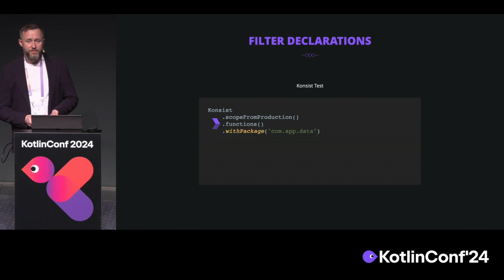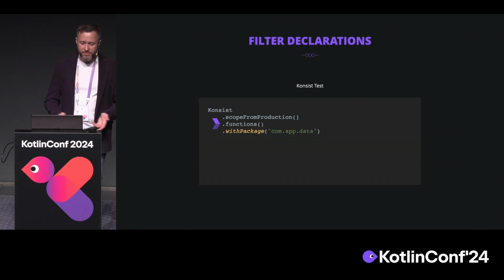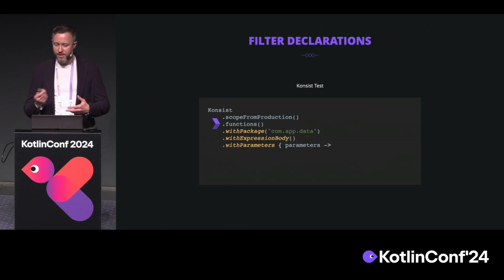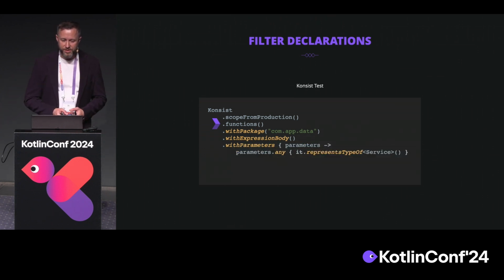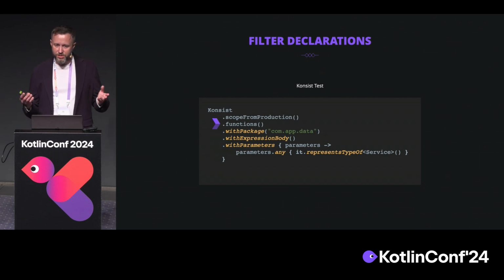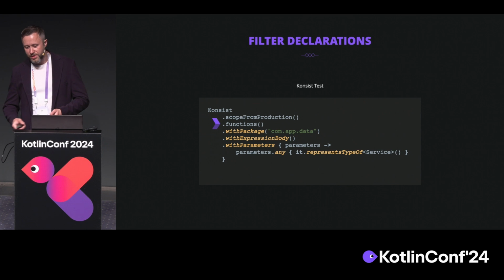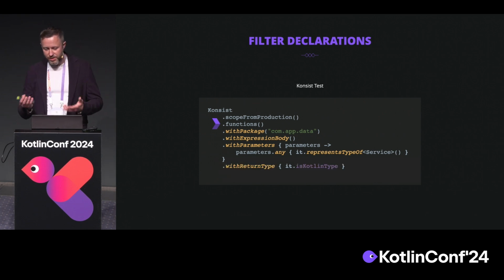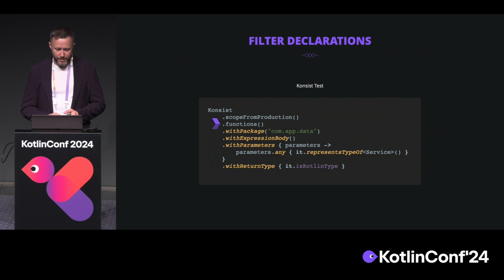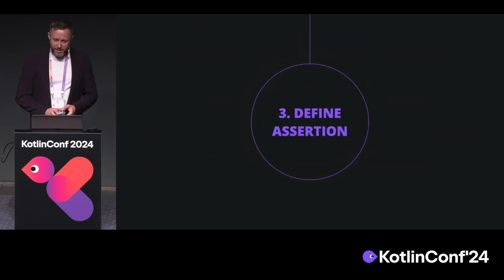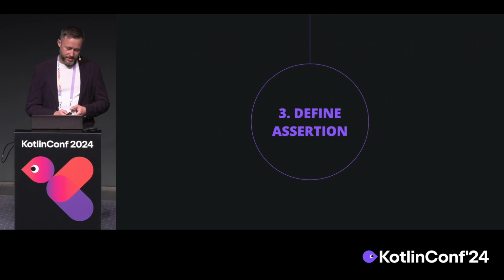So for example, we can filter functions that exist within a certain package, or that have only an expression body, or that have certain parameters, for example, here of type service. So this would give us all of the functions where the function has a parameter of type service. Obviously, we can also check the return type, etc. So we have the scope. We filter the declarations. Now the final step is to define the assertion.